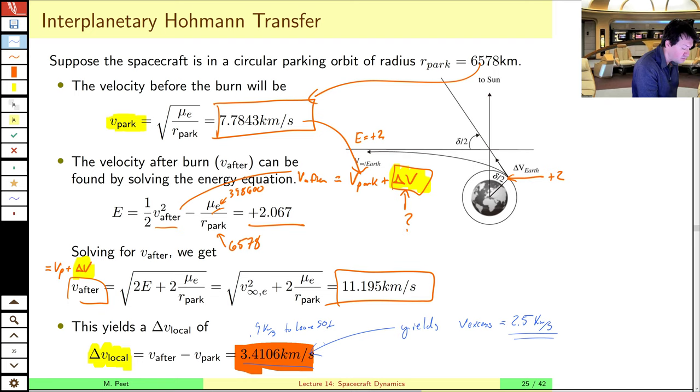Right. So again, the Oberth effect is helping out a lot here. Oberth is helping. So the delta V to get on a path to Venus is only 3.4 kilometers per second. So this puts us on the path to Venus.